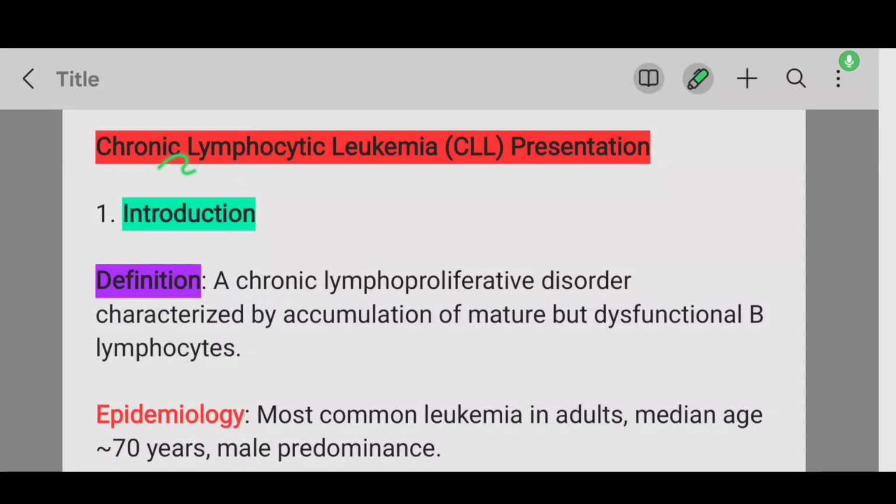In this video, I will discuss chronic lymphocytic leukemia (CLL). CLL is a chronic lymphoproliferative disorder that is characterized by the accumulation of mature but dysfunctional B lymphocytes.